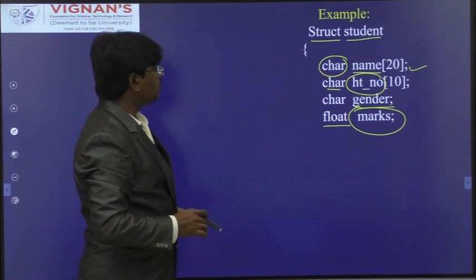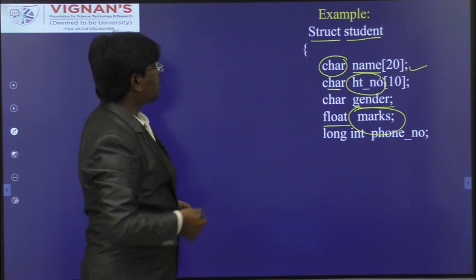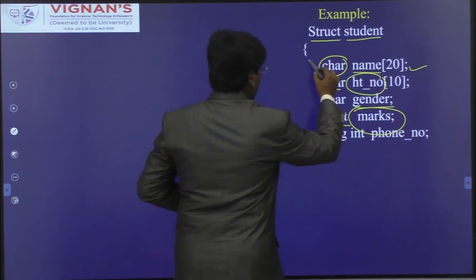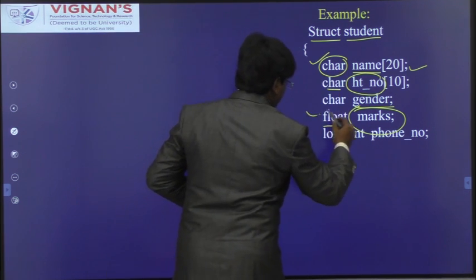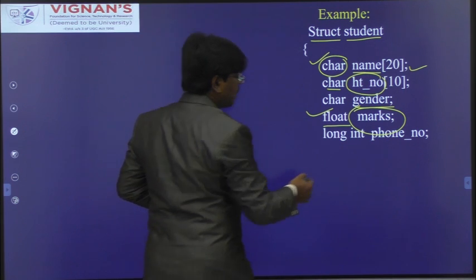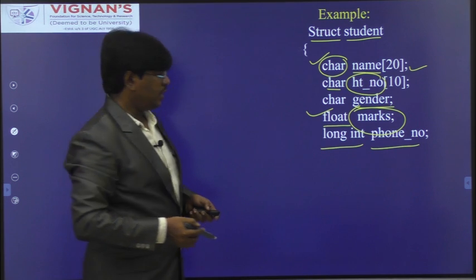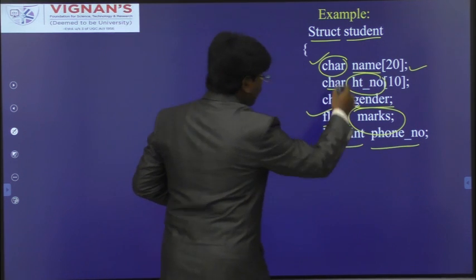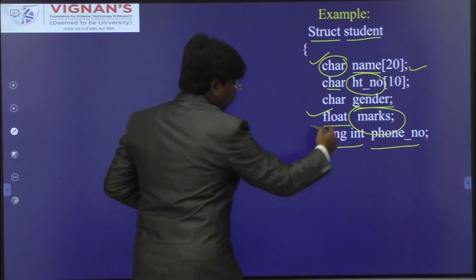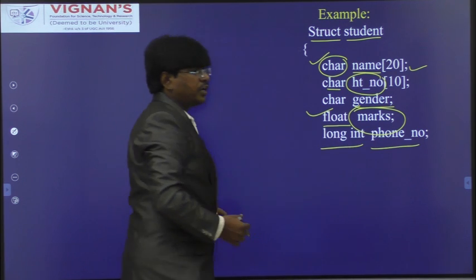So if you closely observe this particular student structure, it has one type of character data type, another type of character data type, a float data type, and this phone number will have a long int, whatever it may be. This is the integer data type. So we have collected character data types, float data types, and long int data types.